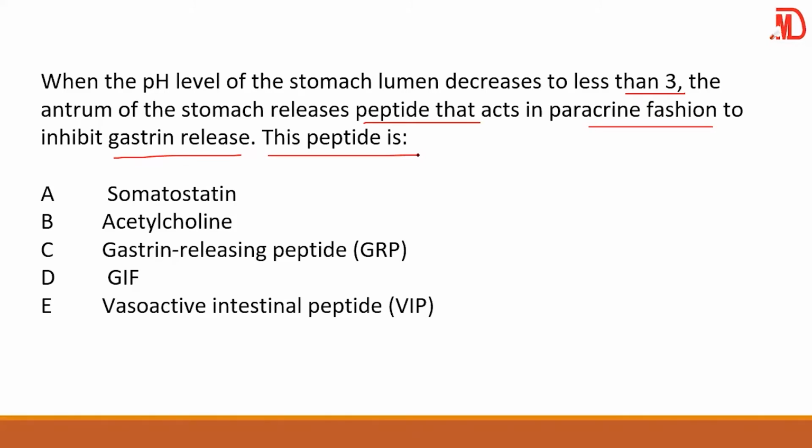We are referring to the GIT, in other words, the gastrointestinal tract. And we have a specific hormone that is specific for the GIT, and that is called the growth inhibiting factor. The growth inhibiting factor is actually synonymous to somatostatin.